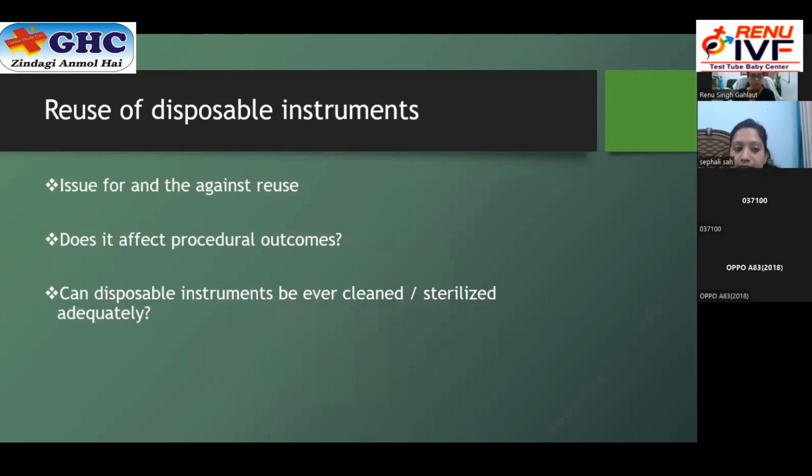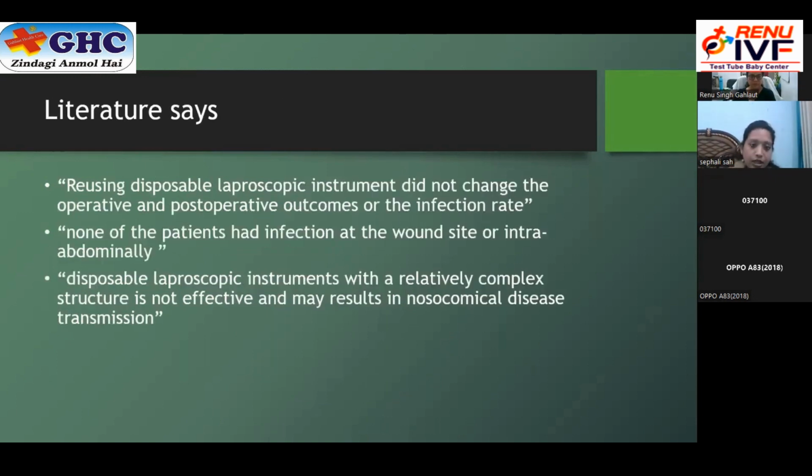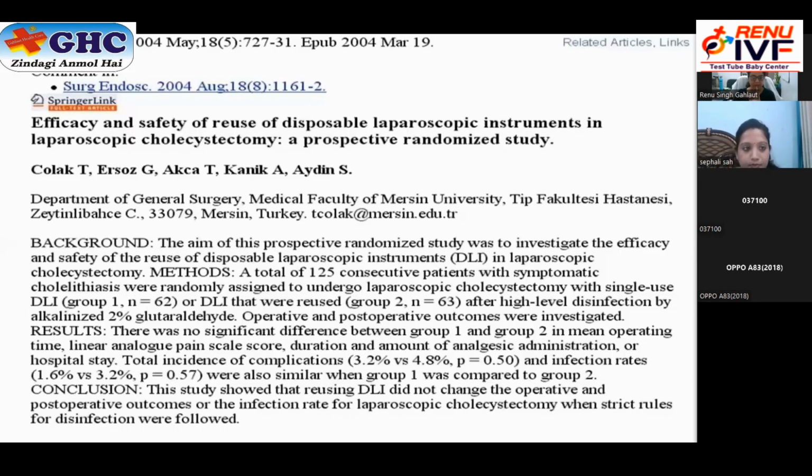How to reuse the disposable instruments, whether it is done or not. There are issues with this, and again, on reuse, many studies were done to see whether it affects procedural outcome or not, and whether a disposable instrument can ever be cleaned or sterilized adequately. Literature says that reusing disposable laparoscopic instruments did not change the operative and post-operative outcome or infection rate. None of the patients had infection at the wound site or intra-abdominally. But disposable laparoscopic instruments have a complex design, and if we reuse them, the chances of nosocomial infection were high. These are a few studies done on the reuse of instruments.